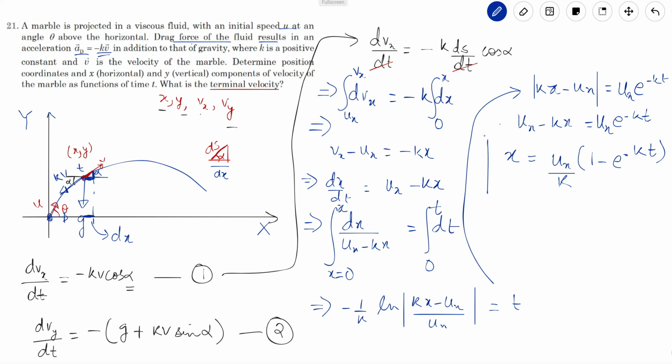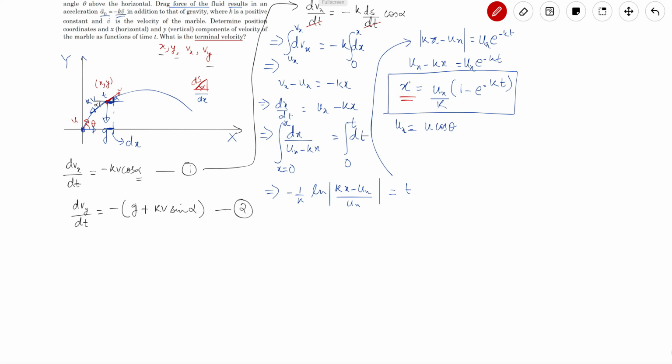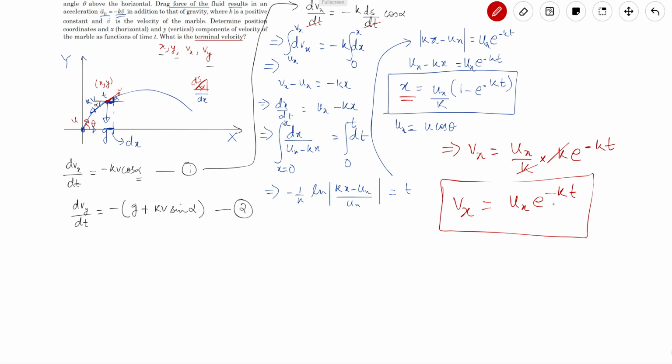Okay, this is x as a function of time, where ux is equal to u cosine theta. By the way, dx over dt is what? If you just differentiate this x as a function of time, you will get dx over dt. So dx over dt, which is vx, is equal to ux over k times k e to the power negative kt, which comes out to be ux times e to the power minus kt, as k gets cancelled. That is the x component of the velocity as a function of time. So we got x, we got vx.